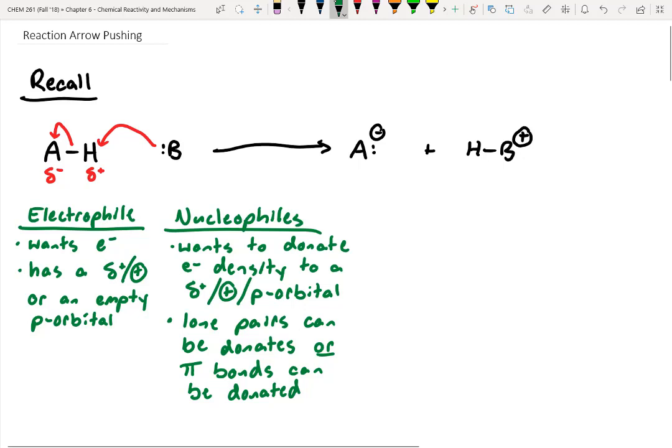They're easy to flip-flop. I always remember it in terms of electrophile, wanting electrons. So philia means to love. If you have electrophilia, that means you love electrons, right? So it's important to remember some of those Latin roots.